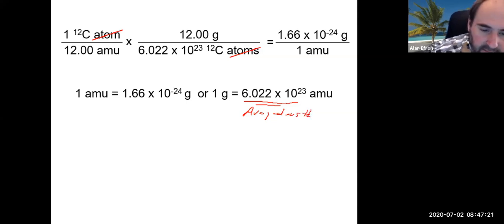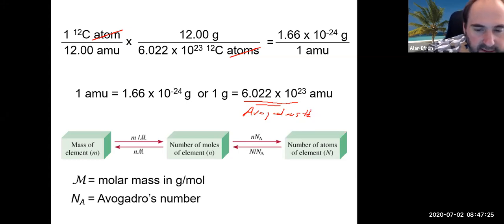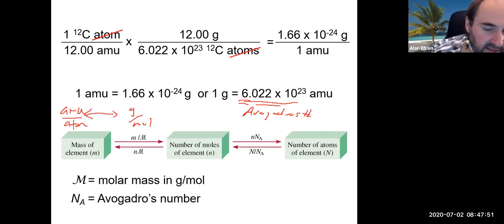And that is why, numerically speaking, the atomic mass in AMU per atom is the same as grams per mole. And that's because for atoms, you would have to use Avogadro's number. And here, Avogadro's number would be used as well. And it all cancels out, basically, and becomes the same number. So this sort of relationship here is why these numbers are numerically going to be the same.